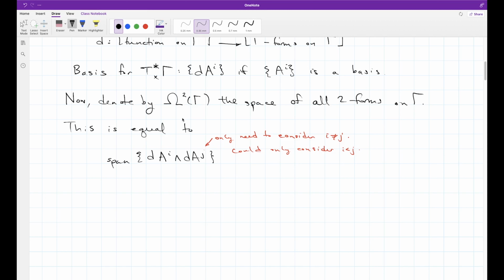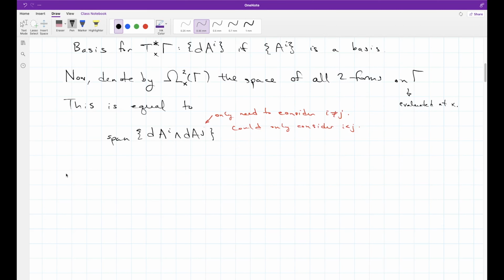And actually, let me be a little bit more clear. Let's denote by Omega 2 at x, gamma, the space of all two forms on gamma evaluated at x, which is then equal to the span of these two vectors evaluated at x as well. That's a little bit cleaner of a statement, and so should fix any sort of basis issues. Okay, wonderful.